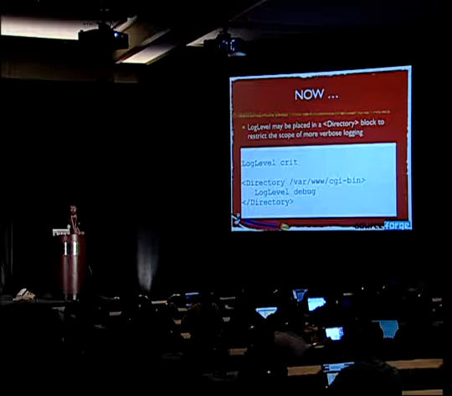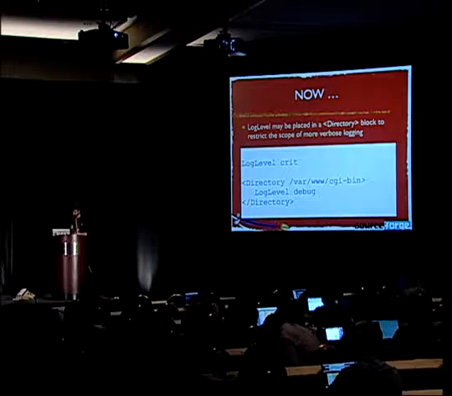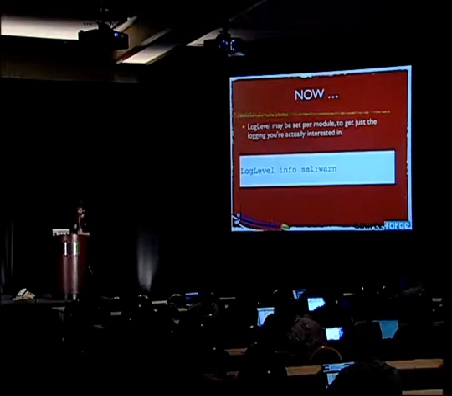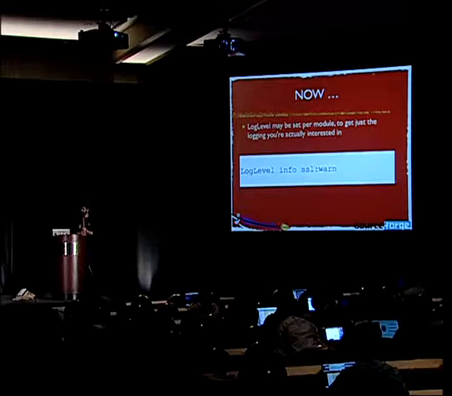One is that you can specify log level per directory. And so in this configuration here, you can see that I've turned up the log level just for my CGI directory so I can get more information about what's going on there. But even more compelling is the ability to set log level per module. And in this example here, I've turned up the log level to warn on mod SSL, whereas it's only on info on everything else.